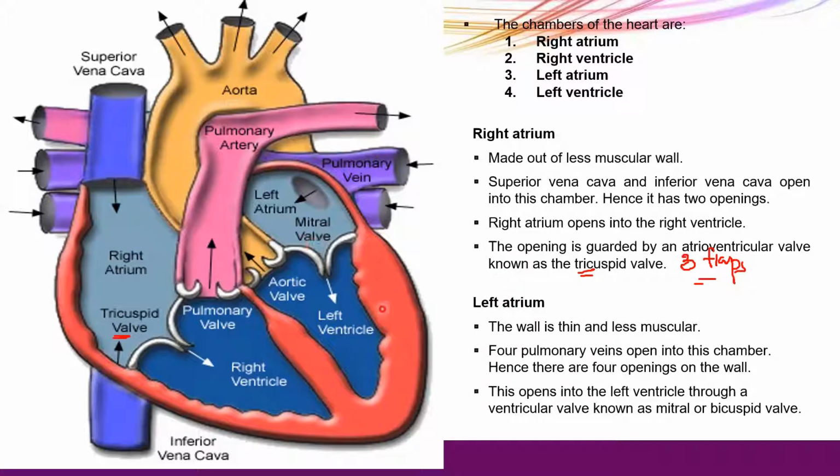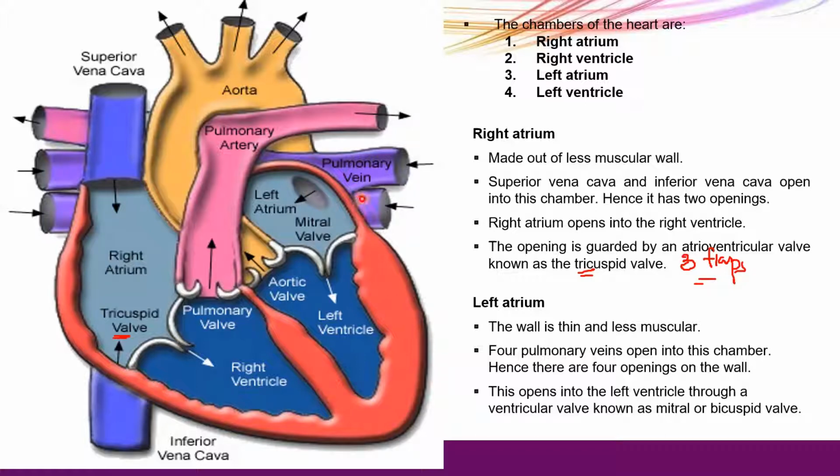Then looking at the left atrium, the wall is thin and less muscular, because if we compare it with the ventricular walls, those are very thick, right? And you can see that 4 pulmonary veins open into this chamber. These two here are coming from the left lung, and these are coming from behind. These are the right pulmonary veins, coming from the right lung, but they also open into the left atrium. So it has 4 openings for pulmonary veins.